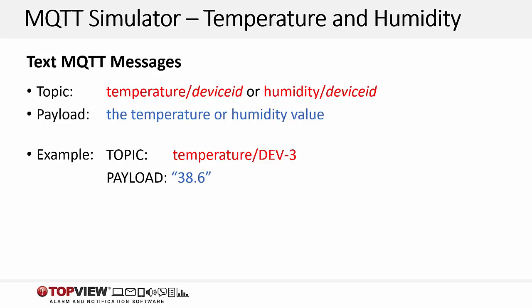The simulator's text MQTT messages contain one temperature or one humidity value. The message topic contains the type of reading, temperature or humidity, followed by the device ID of the sensor that generated the message. The message payload contains the sensor reading, the temperature or humidity value. TopView does not need to parse the message payload to get the reading value because the payload contains a single value.